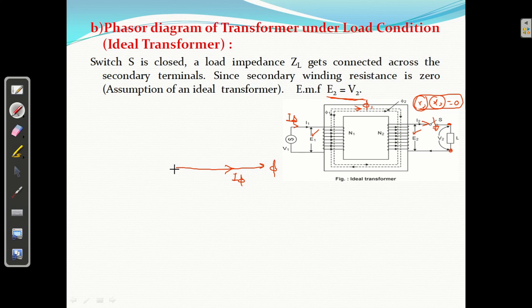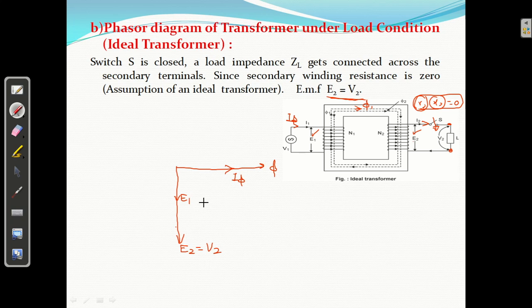According to Faraday's law, EMF will be induced here, right? So E1 and E2 will be induced here. Let us say this is E1. I'm assuming it will lag to the I5 by angle of 90 degree and E2 here. I'm assuming it is a step up transformer, right? And E2 and V2 will be same because there is no winding resistance and reactance. So yeah, winding resistance reactance nahi to yahan drop nahi hoga, so E2 or V2 will be same.